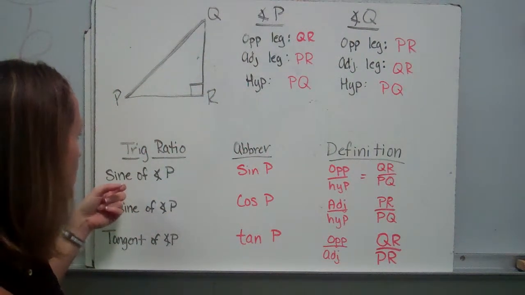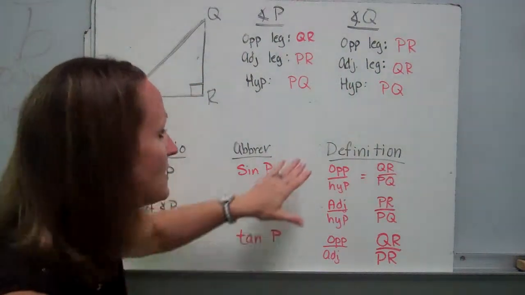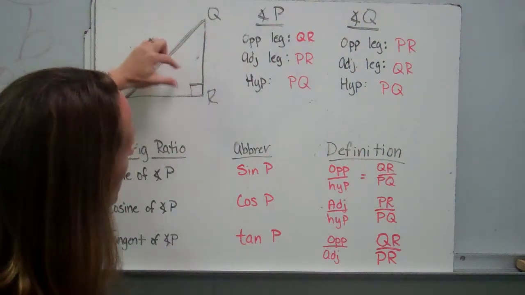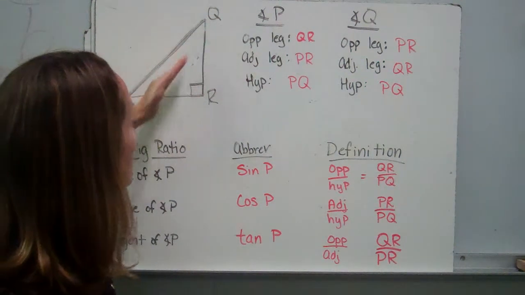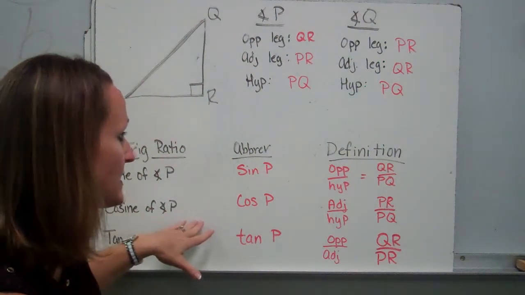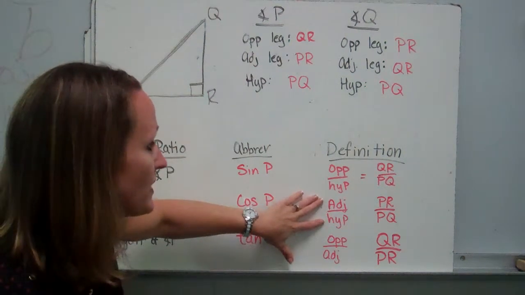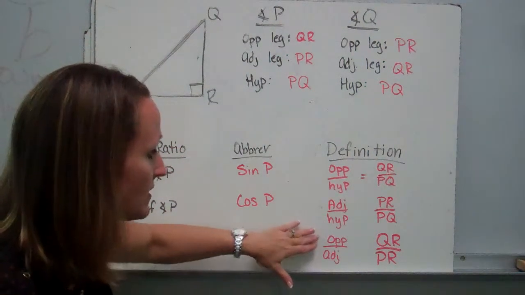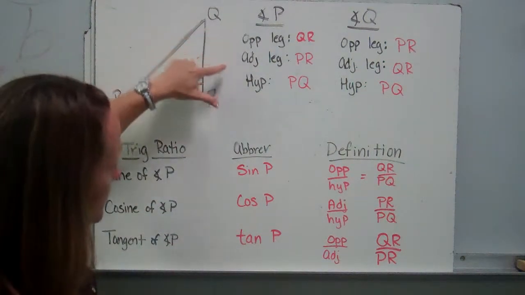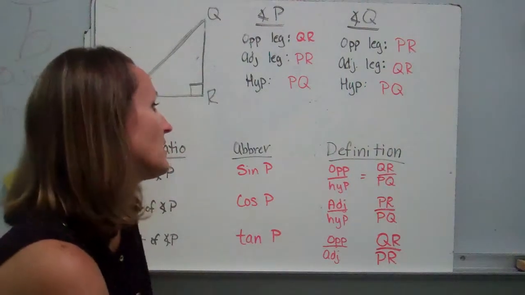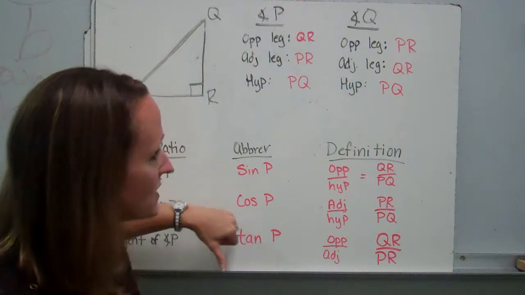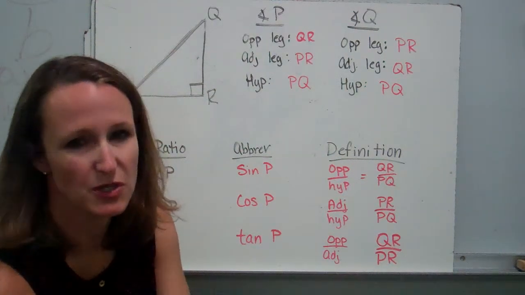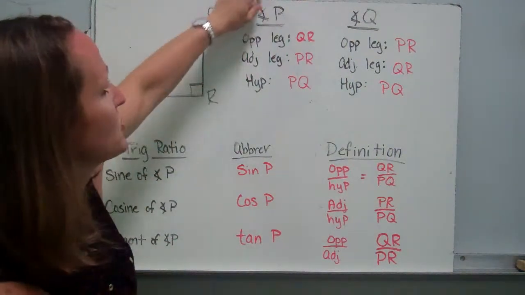If we're looking for our trig ratios, the sine of angle P, abbreviated sin P, the definition is the opposite over hypotenuse, and we would show it as QR over PQ. The cosine of P, abbreviated cos P, would be adjacent over hypotenuse, and it's PR over PQ. Tangent of P, abbreviated tan P, is opposite over adjacent, and it's going to be QR over PR. Notice that the sine and the cosine are like complete opposites of each other, and as we get into these problems you will start to notice more that they do reverse each other.